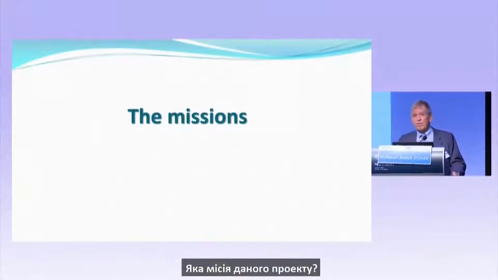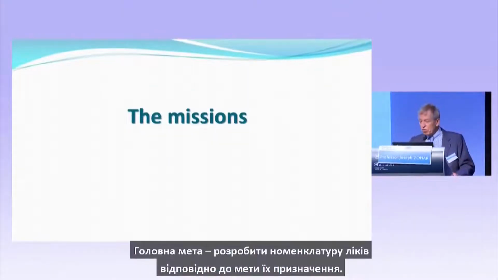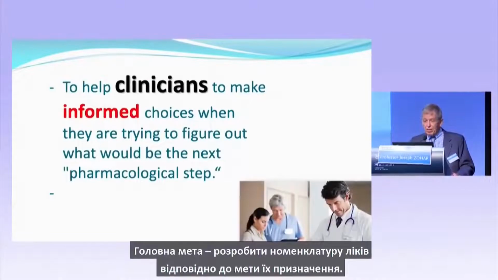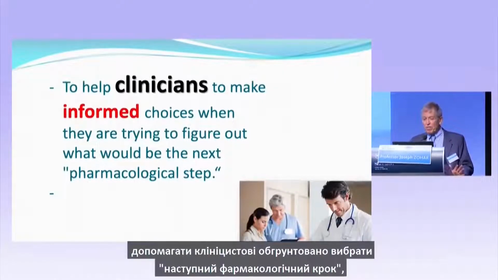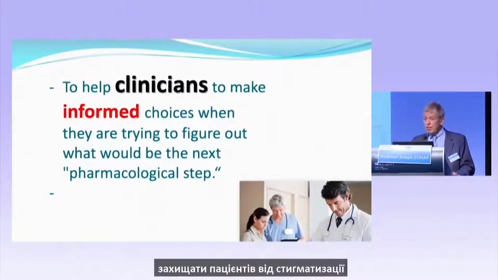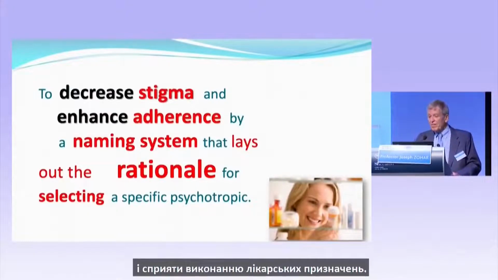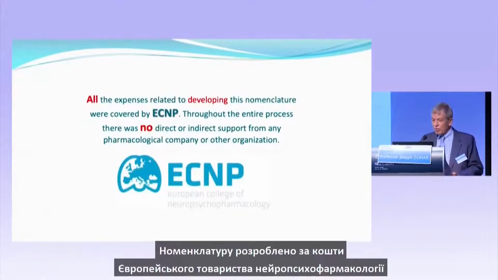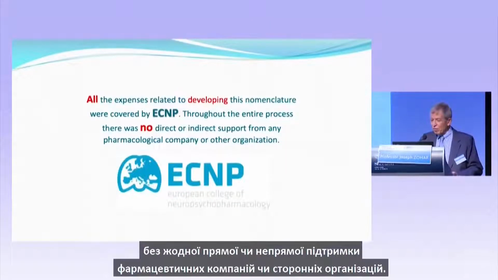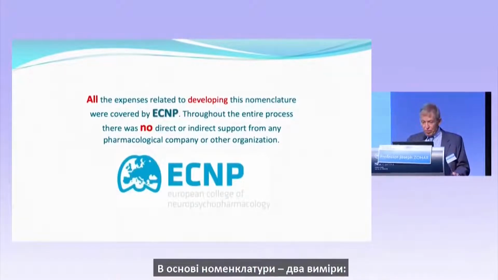The mission. The mission was to try to come up with a nomenclature that helps the clinician to make informed choices when they are trying to figure out the next pharmacological step, and to decrease stigma and enhance adherence by a naming system that lays out the rationale for selecting a specific psychotropic. Just to clear one point, all the expenses related to developing this were covered by ECNP. There was no direct or indirect support from any pharmaceutical company.